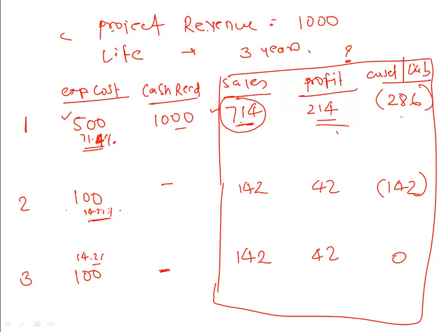So since I have received that extra, you received income in advance. We call this unearned revenue. You received it in advance. It's a liability. Unearned revenue. So your unearned revenue is 286. Unearned revenue is 142, and then it is 0.